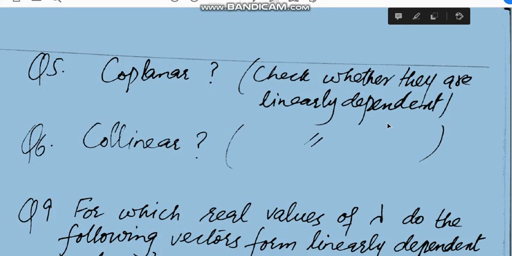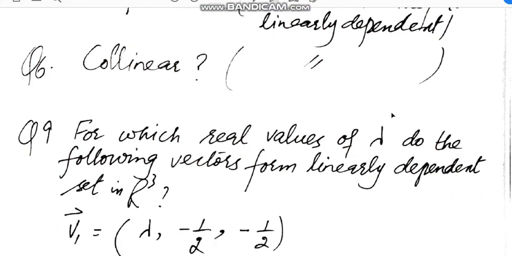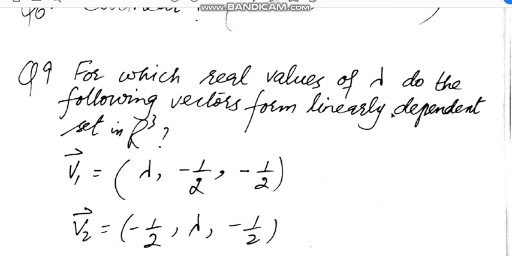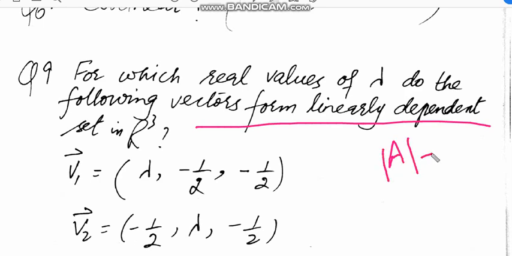Now in this question, we have to find real values of lambda so that the vectors form a linearly dependent set in R3. The vectors form a linearly dependent set means the determinant will be equal to 0. By putting the determinant equal to 0, we will be able to find values of lambda.